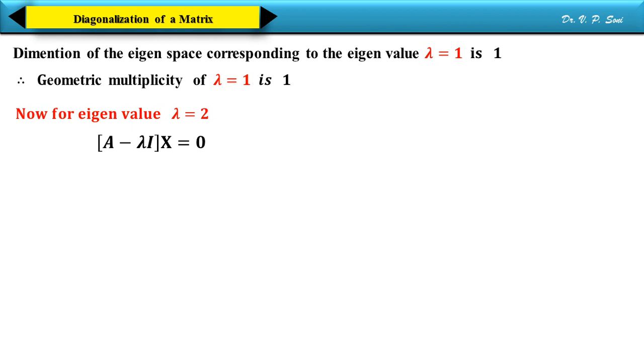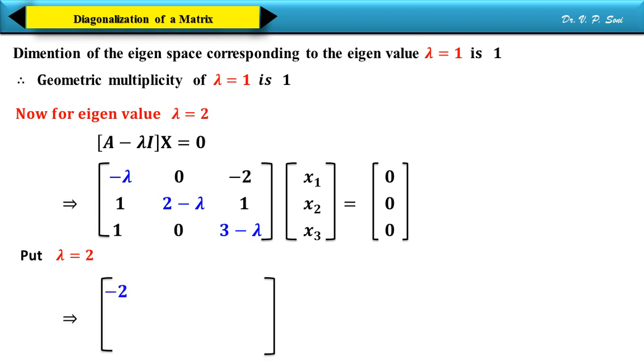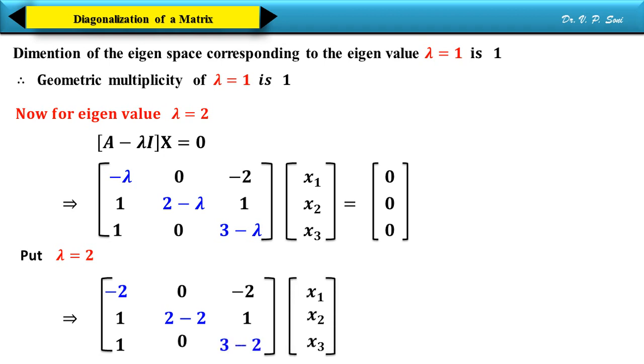0. This implies the matrix whose first row is minus lambda, 0, minus 2, second row 1, 2 minus lambda, 1, third row 1, 0, 3 minus lambda, times column matrix x1, x2, x3 equal to column matrix 0, 0, 0. Now put lambda equal to 2, then we get the matrix whose first row is minus 2, 0, minus 2, second row 1, 2 minus 2, 1, third row 1, 0, 3 minus 2, times column matrix x1, x2, x3 equal to column matrix 0, 0, 0.